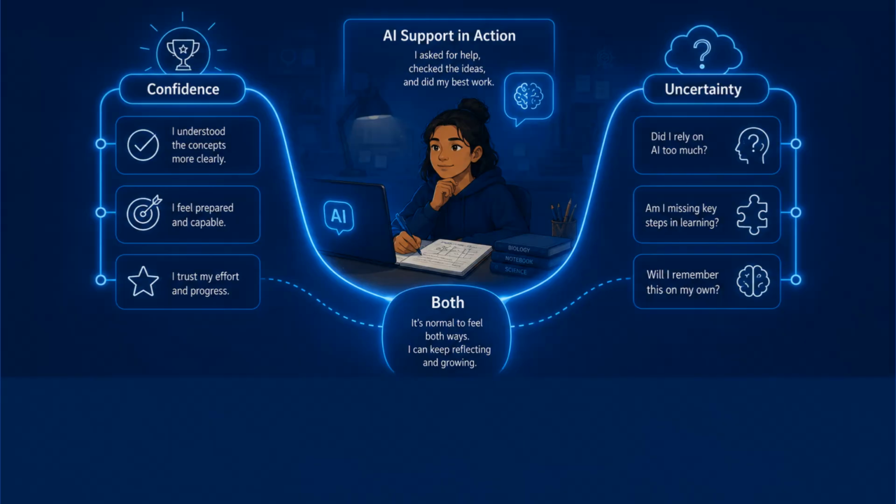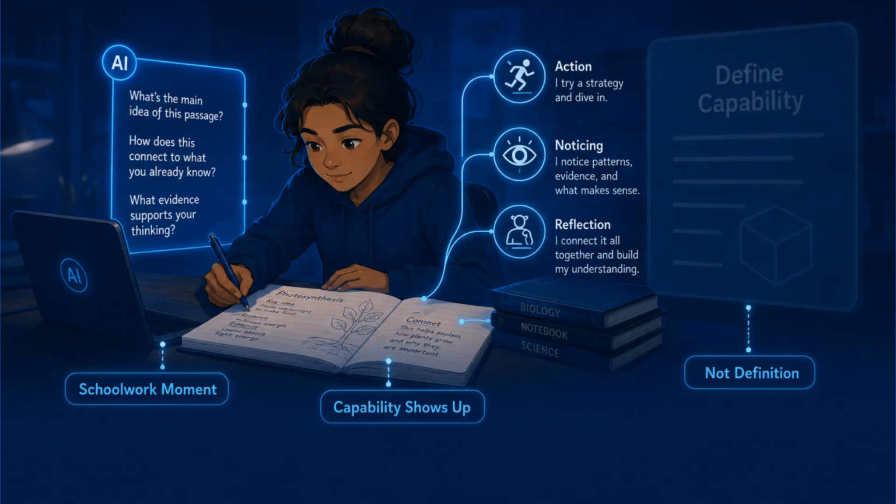You might also ask, can you describe a moment when using AI changed how confident or uncertain you felt about your work? This version invites complexity. The participant can describe confidence, uncertainty, or both. Notice again that the questions stay close to human experience. They do not ask the participant to define capability. They ask the participant to notice how capability shows up in moments of schoolwork.